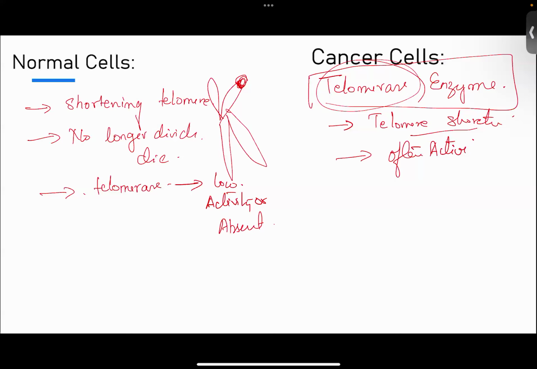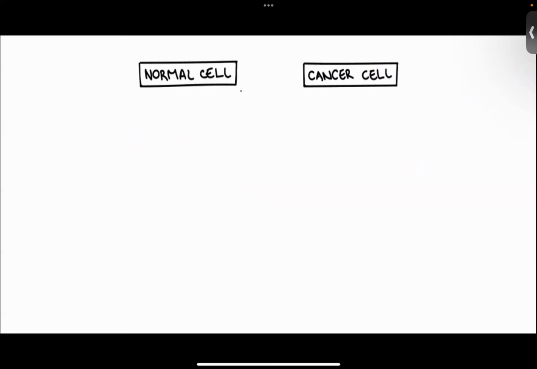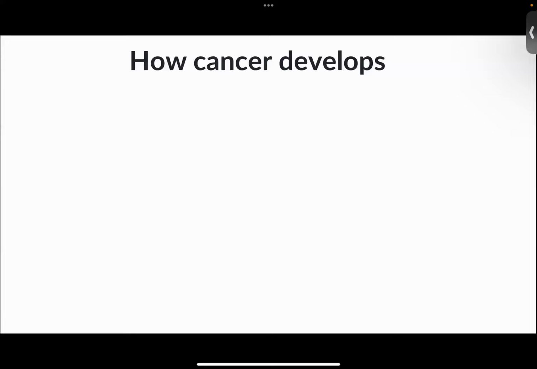So this is also one of the characteristics you can see in the cancer cell. This is what I wanted to explain here as well. Now, how does cancer develop?